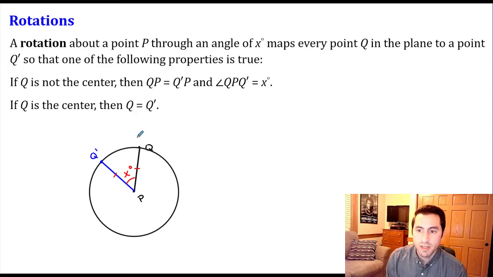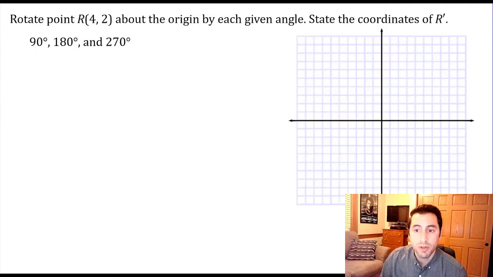So now that we have a sense of what the definition says, let's take a look at a real simple example and see if we can develop some shortcuts that can help us out. So I just want to take a point R, so I have the point (4, 2). So let me graph that right away. 1, 2, 3, 4, and up 2. So here's point R.